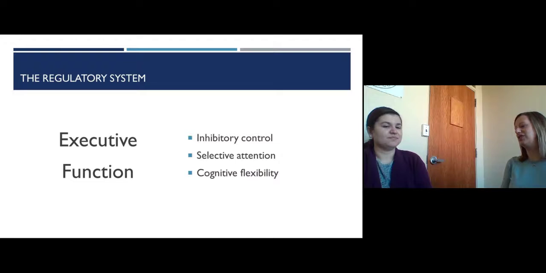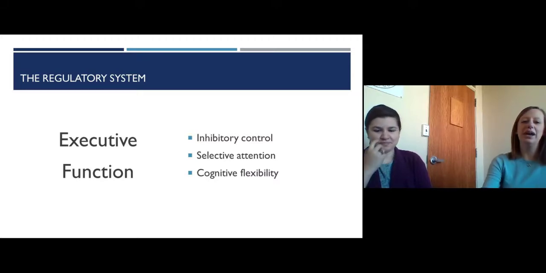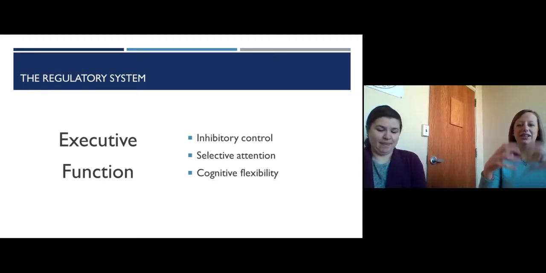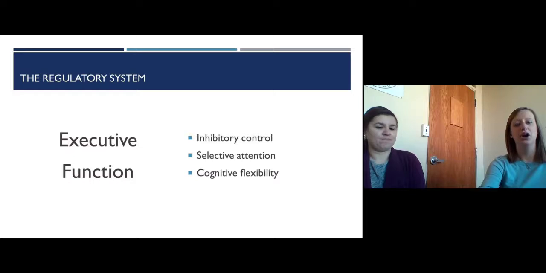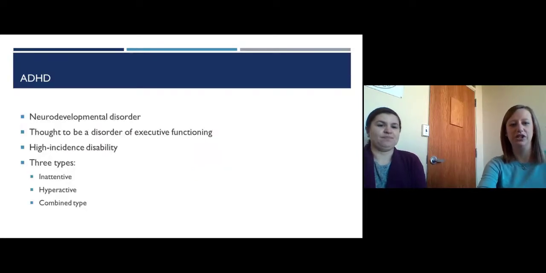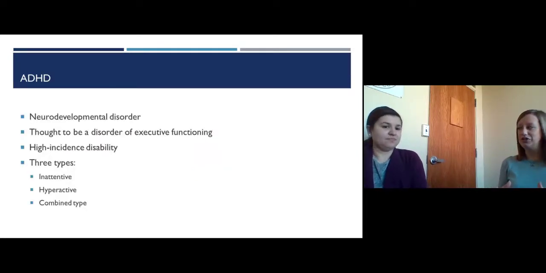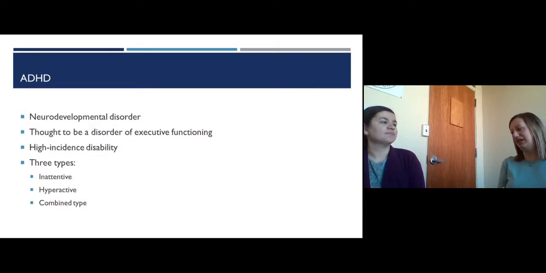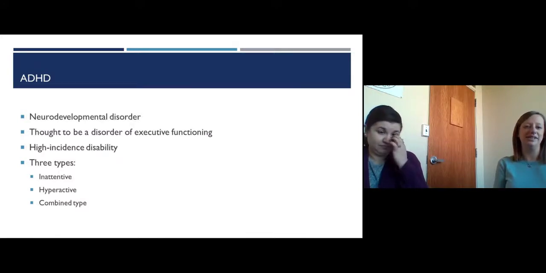And finally, we use our cognitive flexibility, our ability to switch our attention back and forth between stimuli or to shift how we're thinking based on the circumstances around us. ADHD occurs when these systems fall apart or don't work like they're supposed to. ADHD is a neurodevelopmental disorder, and it's one of the high incidence disabilities, which simply means it's one of the more common disabilities that we see.